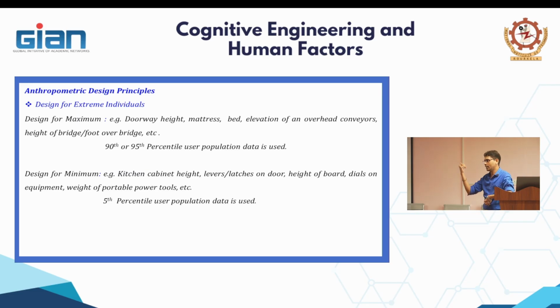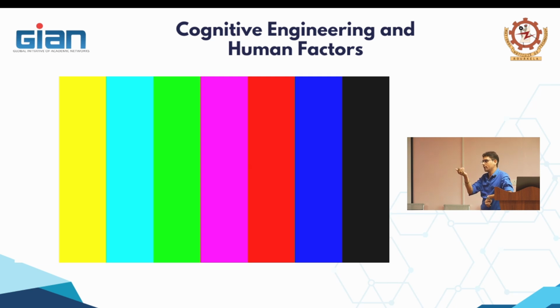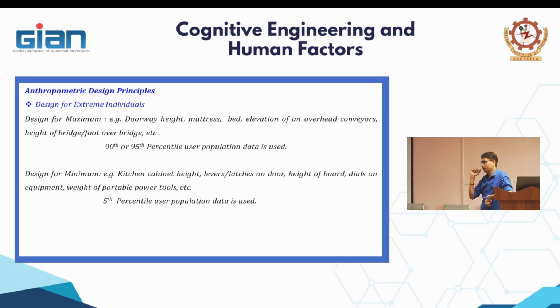The kitchen cabinet height. Earlier you might have observed the overheads. In earlier days when kitchens were prepared, the overheads used to have the handles in the middle or at the top. Nowadays they provide grooves just at the bottom, so that short people can also easily open them, correct. So this is design for the minimum. The minimum user is able to operate that, so definitely the maximum can easily operate that too.